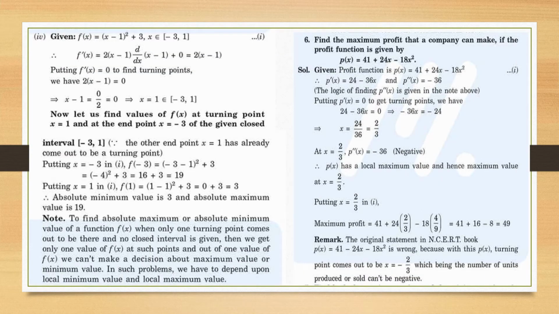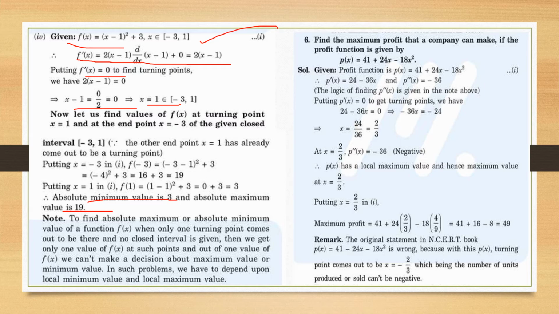Number 4 is f(x) is (x minus 1) whole square plus 3, and x belongs to [-3, 1]. Okay, so this is the derivative. The critical point is 0. Putting it to 0, I'll get x equal to 1, which is lying between -3 and 1. Now I have to check my values at 1, -3 and 1. So I'll get the minimum value is 3 and the absolute maximum is 19. I have to check the function.